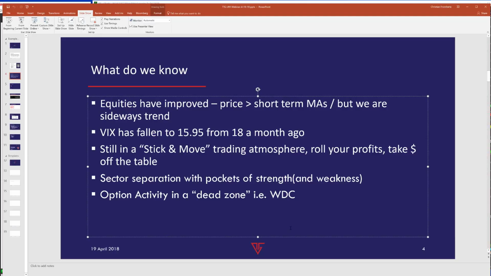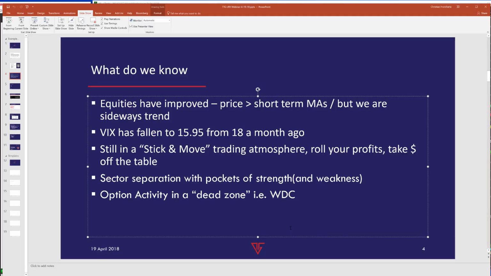You can't continue to play the same strategies that were working in different market scenarios. So I call it a stick and move market. I think you have to take profits, especially with your shorter term trades. If you're trading both longer term and shorter term options, you can't just let these stay on your books. You got a nice profit, a double, a triple, and there's management too.